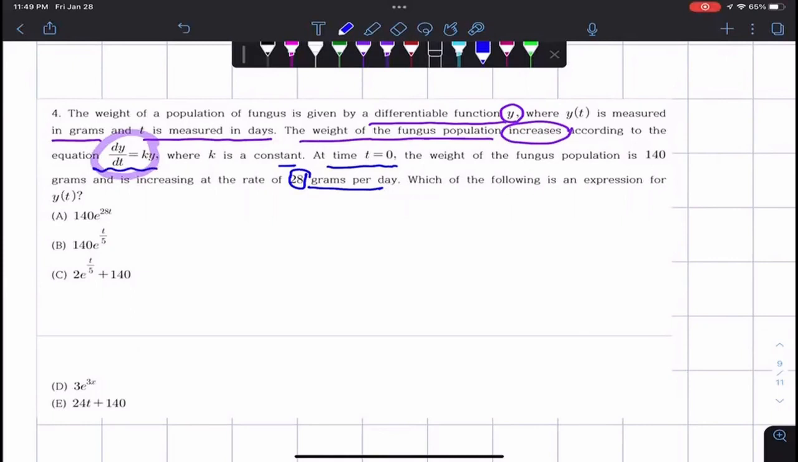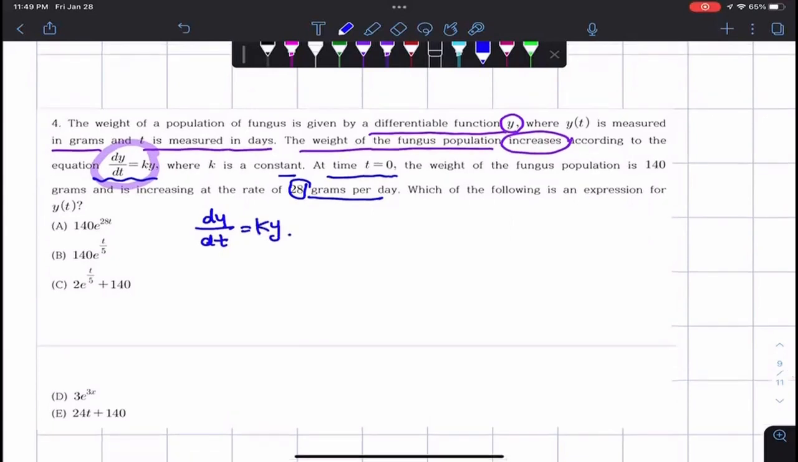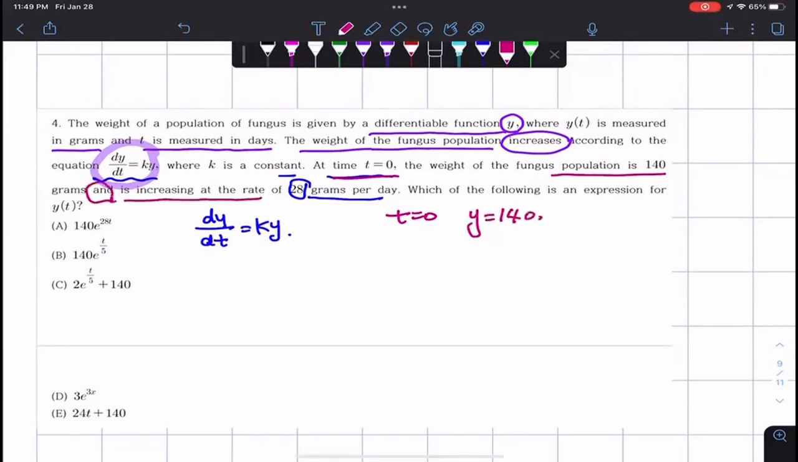This is exponential growth. So let's check the assumption at t equals 0. Then the fungus population y equals 140 and it increases at a rate. This is the velocity, so dy over dt equals 28.